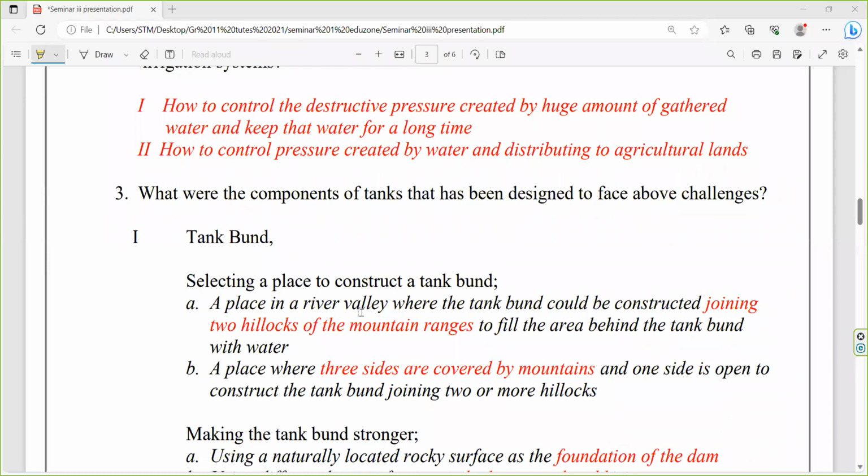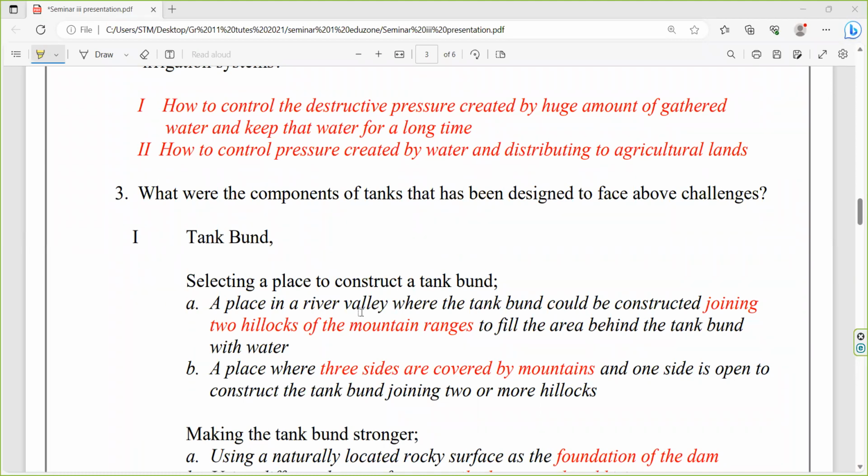Now here I have not explained it as a paragraph. Yes, I have given it as points. Right. So then making the tank stronger, how have you made it stronger? Using a naturally located rocky surface as the foundation of the dam. Then the tank will not be sinking.